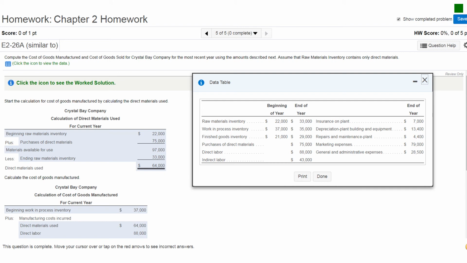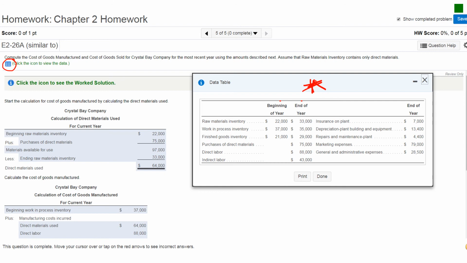And of course, I went ahead and already clicked on the data icon, which all the data is right over here. Let's review this just for a moment. Notice we've got raw materials inventory, beginning and end of the year. We've got your work in process and your finished goods. We've got purchases of direct materials.